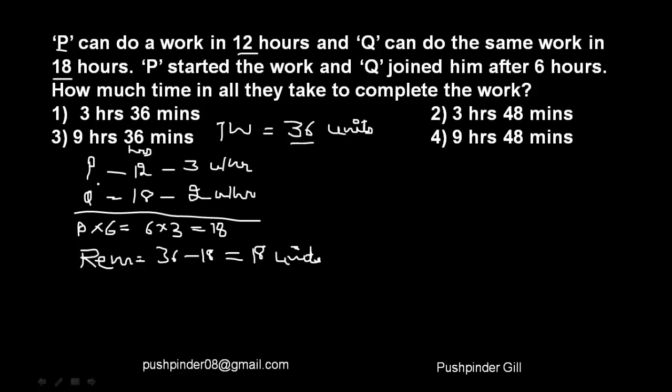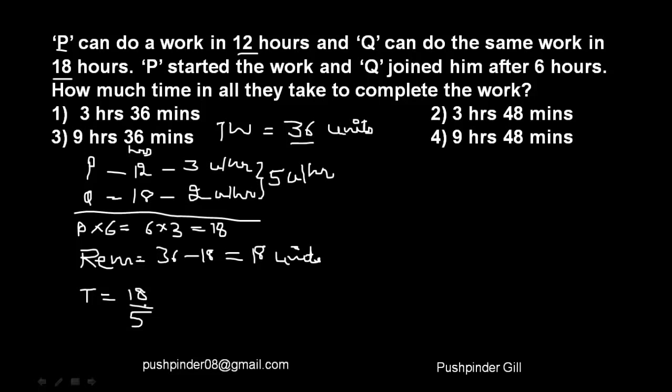Now, if you see the rate of P and Q, P finishes 3 burgers every hour, Q finishes 2 burgers every hour. That means together they finish 5 burgers every hour. Now, if P and Q together finish 5 burgers every hour and there are 18 burgers remaining, the time taken by both of them to finish the remaining burgers would be 18 by 5 hours, right? So which would be 18 by 5 hours.